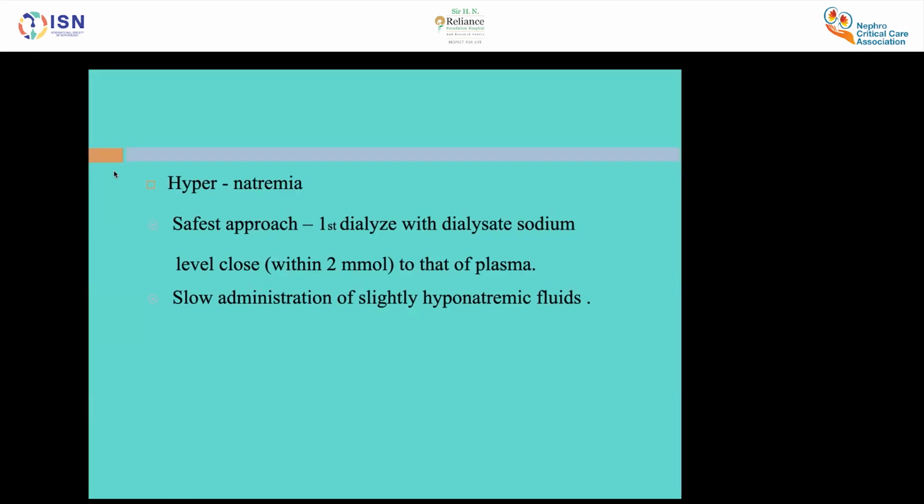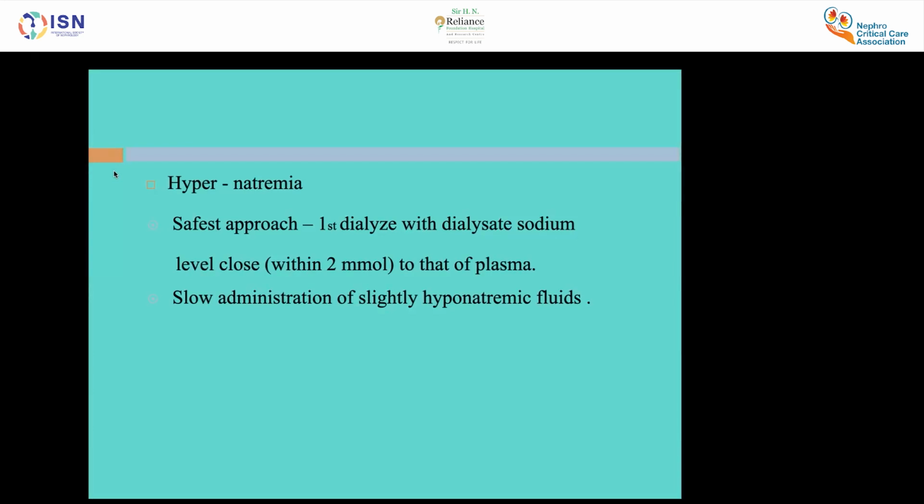So other than monitoring, we don't have any. We can't manage that gap. You have to manage the cause, find out the cause of hypernatremia, which will be different for different cases, and tackle the cause.